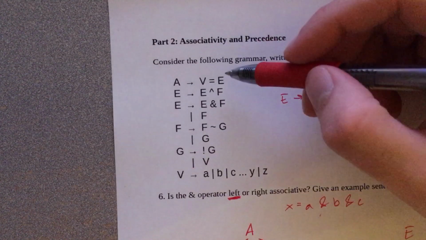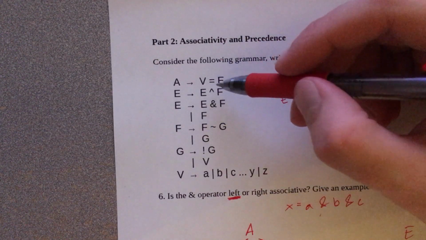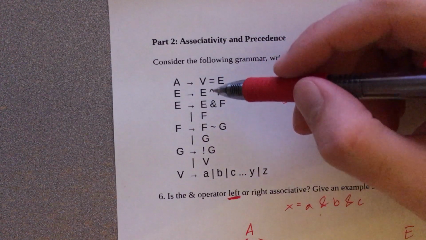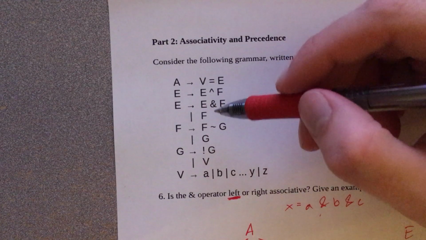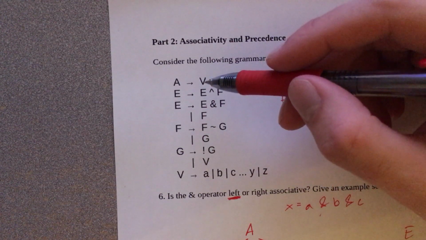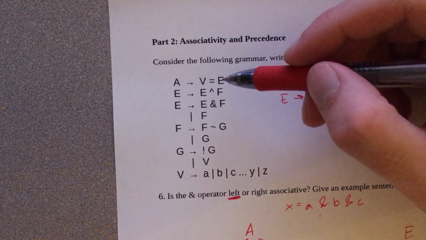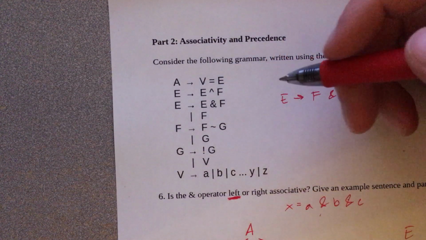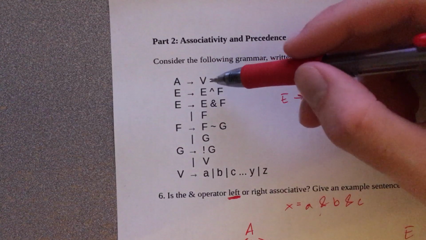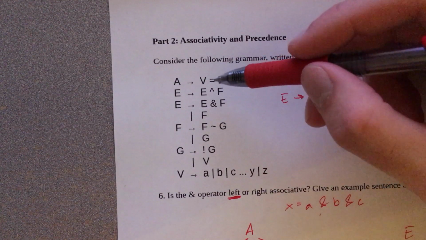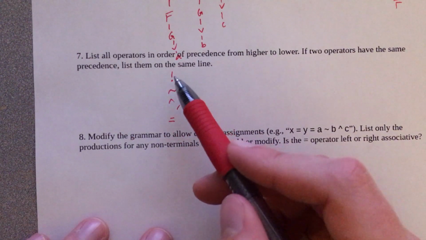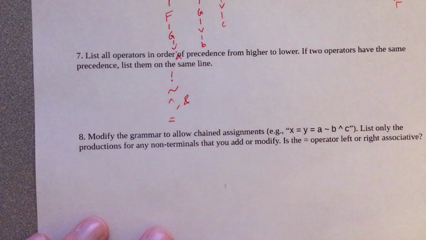And you might not be used to thinking about equals as an operator, but in fact it is. And in fact it is a binary operator just like caret, ampersand, and tilde, because the first operand is a variable, and the right-hand side is an expression. And so syntactically, really the equals is just another operator. So this is our list of operators in order of highest to lowest precedence.